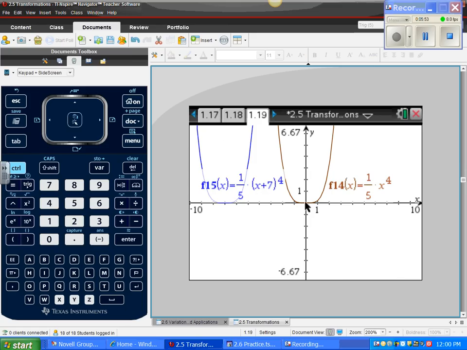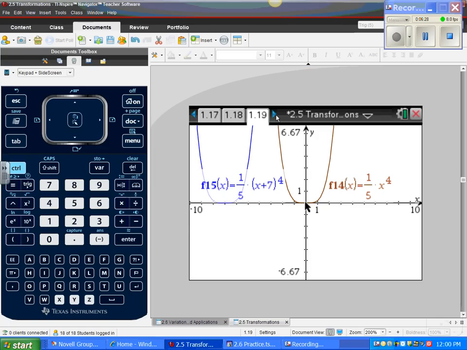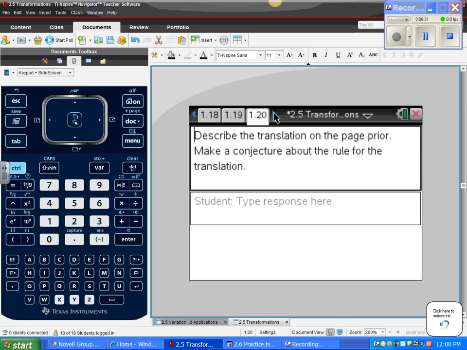Okay, so my next graph, I've got 1/5 x to the 4th. Again, that's my original. And this time I'm adding 7 specifically to the x value. 1/5 times x plus 7 raised to the 4th. And this time we seem to be moving 7 units to the left. So from our original, we've moved 7 units to the left. And that connection being that adding 7 to the x value. So describe the translation on the page prior and make a conjecture about the rule for the translation.